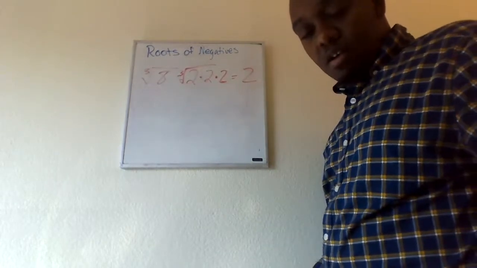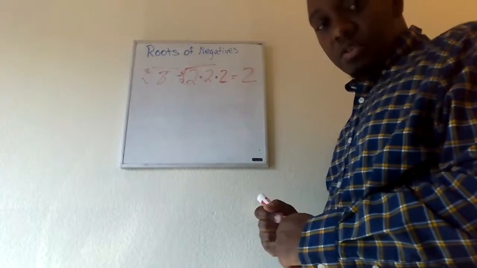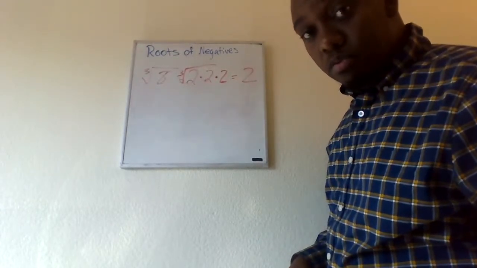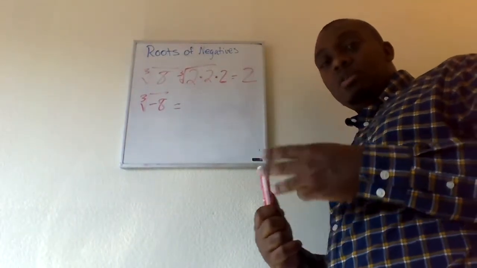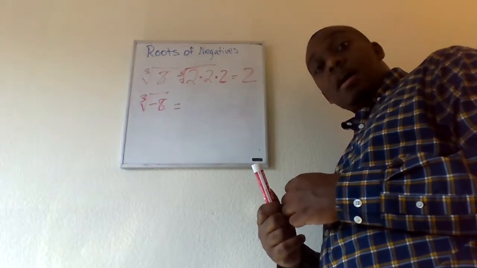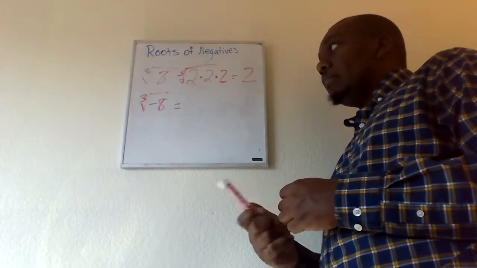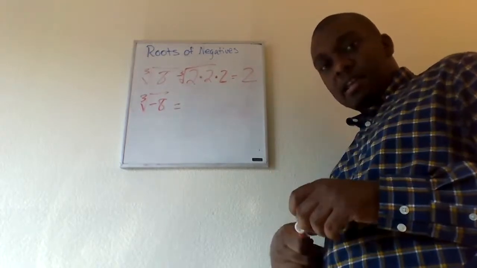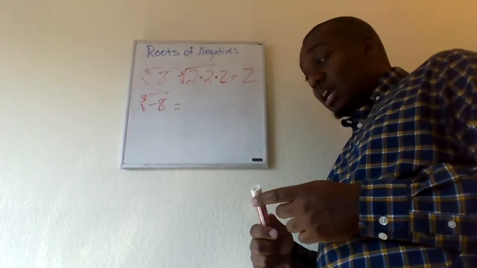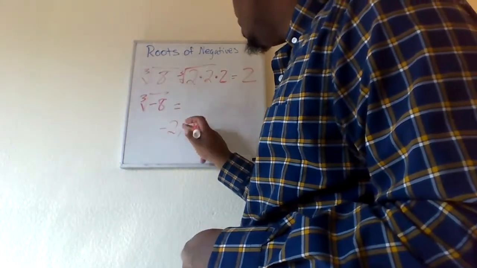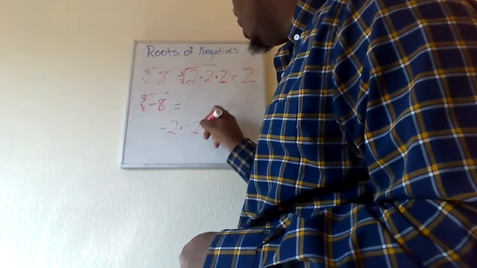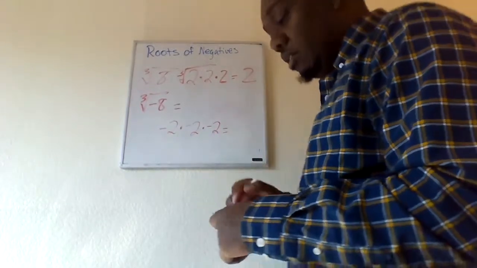Okay. Well, what about if I were to do the cube root of negative 8? Okay, well, 2 times 2 times 2 gives you positive 8. This is negative underneath. Oh, it's impossible again, right? No. Negative 2 times negative 2 times negative 2 will equal what?